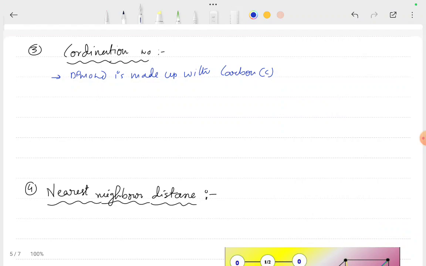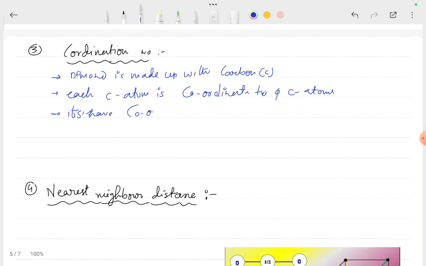Nearest neighbor coordination number: each carbon atom is coordinated to 4 carbon atoms. So the coordination number is equal to 4.